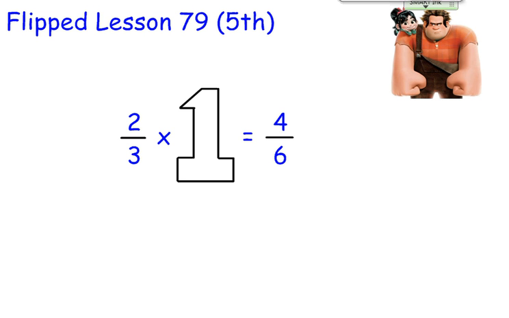Today we're going to learn about how to change a fraction into what's known as an equivalent fraction. And we're going to do that all by multiplying by the number 1.